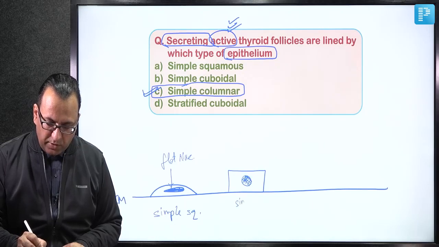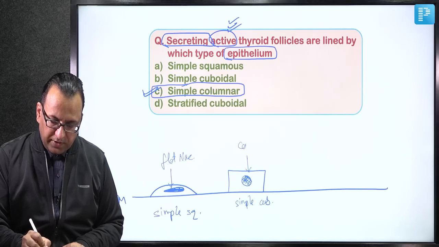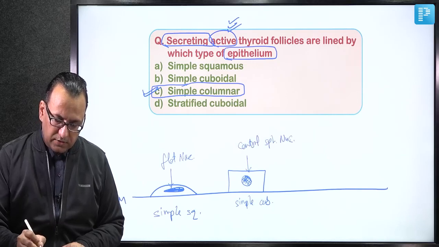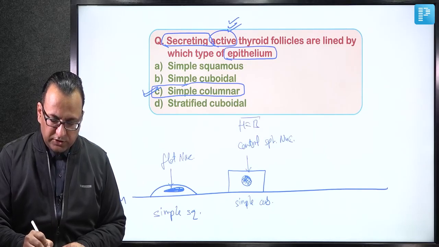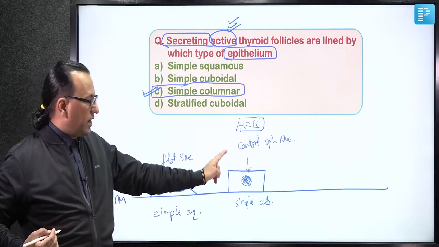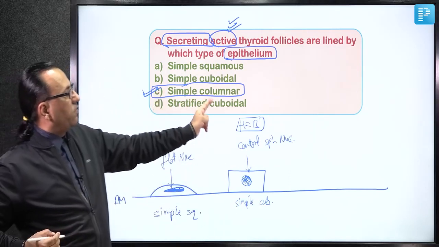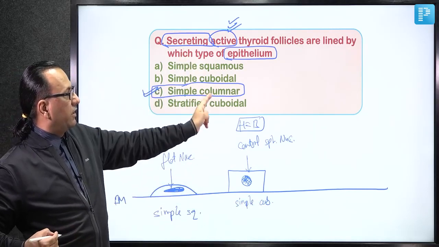So, simple cuboidal epithelium has a central spherical nucleus, and the height of the cell is equal to the breadth of the cell. Normally, if anybody is asking us about thyroid follicle, we should answer it as simple cuboidal. And when will you answer it as simple columnar? It is an actively secreting thyroid follicle.